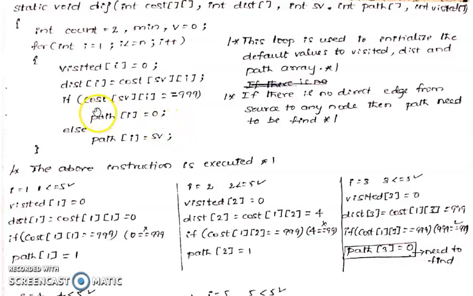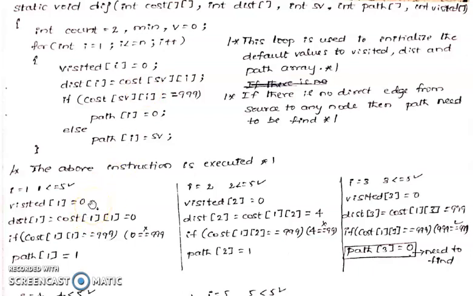Okay, if you execute the above instruction, first initially i is equal to 1, i less than or equal to 5. So the condition is true. Visited of i, nothing but visited of 1. Since the value of i is equal to 1, visited of 1 is equal to 0. Directly we are initializing it to 0.